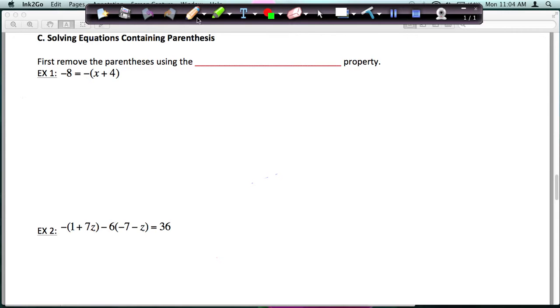Okay, let's go ahead and look at solving equations that have parentheses in them. So we looked at this a little bit before. If you have parentheses, remember you need to remove the parentheses using the distributive property first before you start trying to solve. So order of operations says you need to deal with the parentheses first. So if I look at example 1, I have -8 equals negative parentheses x plus 4.